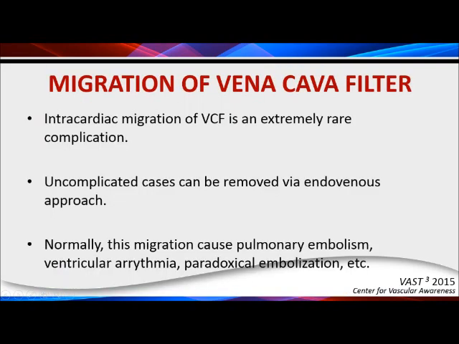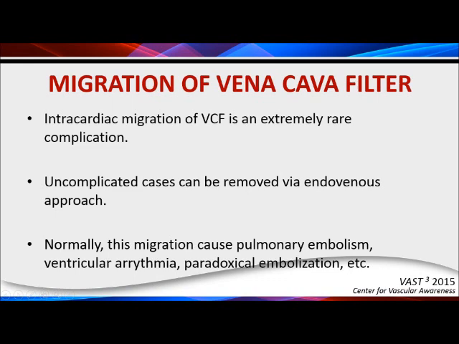The intracardiac migration of Vena Cava filter is an extremely rare complication, and uncomplicated cases can be removed by endovenous approach. But normally, this migration causes pulmonary embolism, ventricular arrhythmia, and paradoxical embolization.